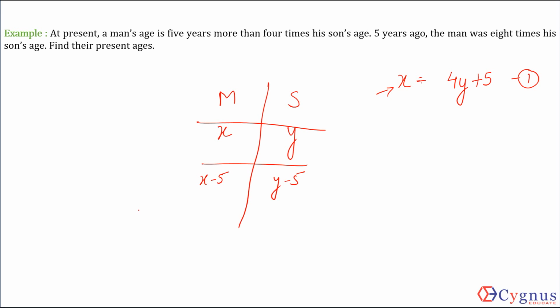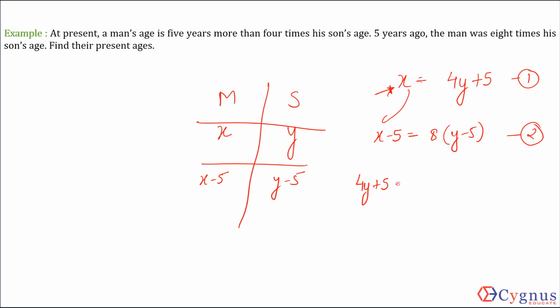The man was eight times his son's age. So, how do we write it? X minus 5 must be equal to 8 times of Y minus 5. Again, you get a second equation here. Two equations, two variables, do one thing. You know the value of X here. Put it here. So finally, you'll be left with what?